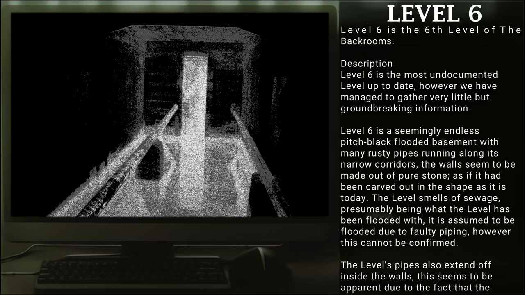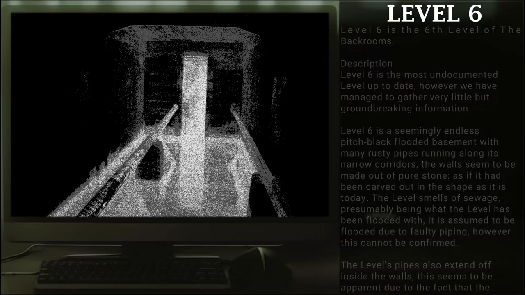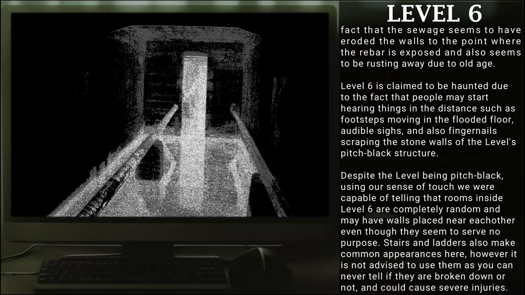The level's pipes also extend off inside the walls. This seems to be apparent due to the fact that the sewage seems to have eroded the walls to the point where the rebar is exposed and also seems to be rusting away due to old age.